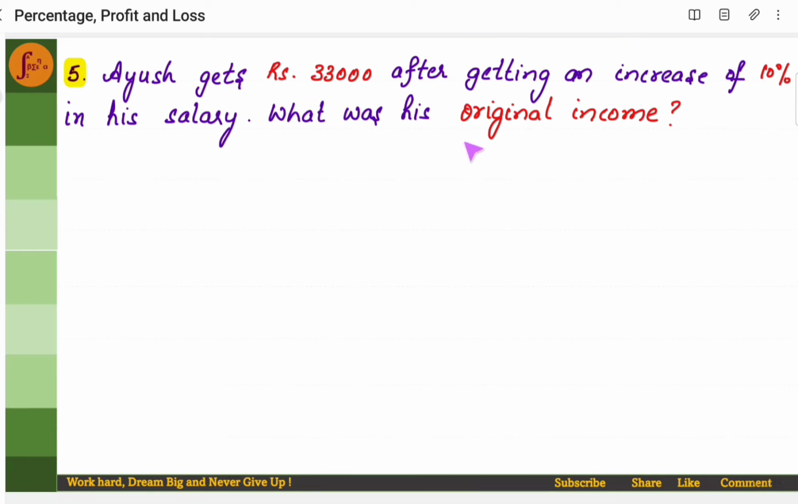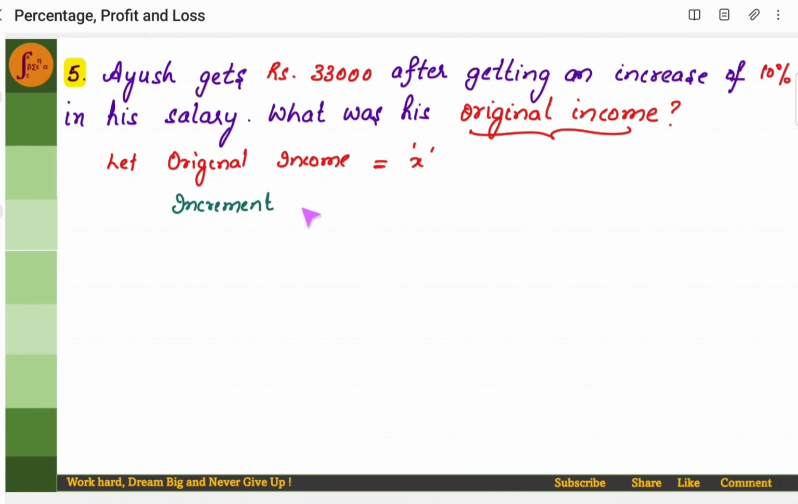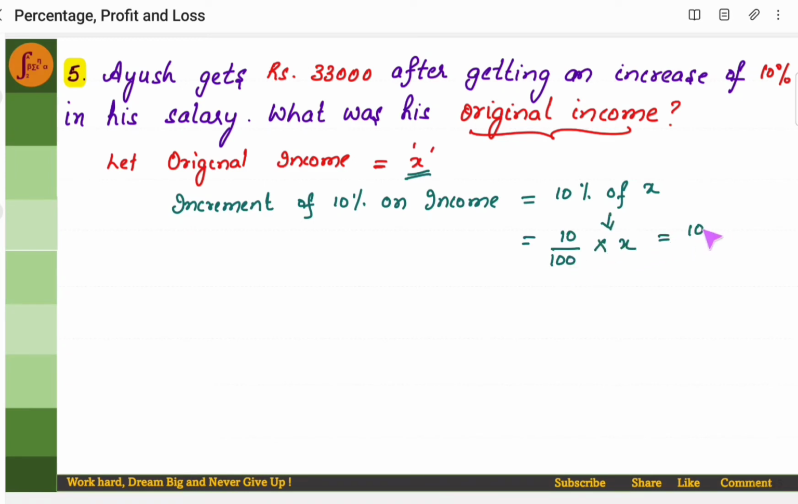So, we don't know what the original income is. So, let's assume that original income is x. And he gets an increment of 10%. On what? 10% on original income. This is nothing but 10% of original income, which is x. This is nothing but 10 by 100 of is into x, right? 10x by 100.